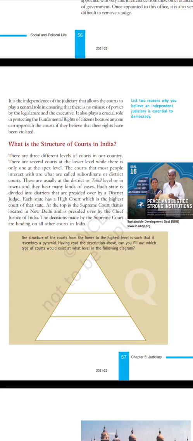At the top is the Supreme Court, that is located in New Delhi and is presided over by the Chief Justice of India. The decisions made by the Supreme Court are binding on all other courts in India. The structure of the courts from the lower to the highest level is such that it resembles a pyramid. Having read the description above, can you fill out which type of courts would exist at what level in the following diagram?